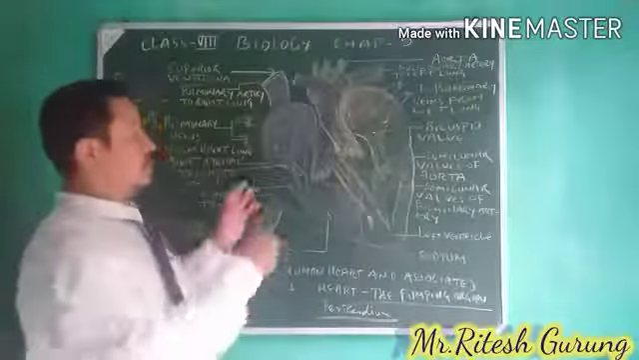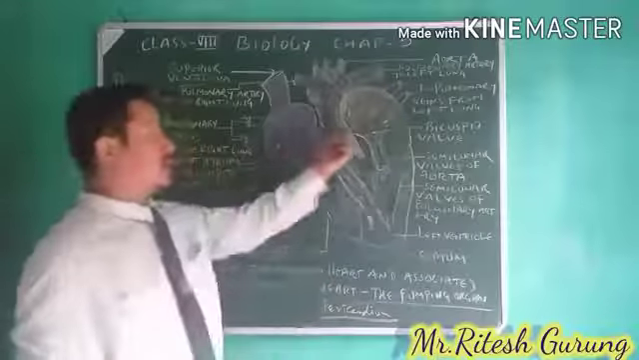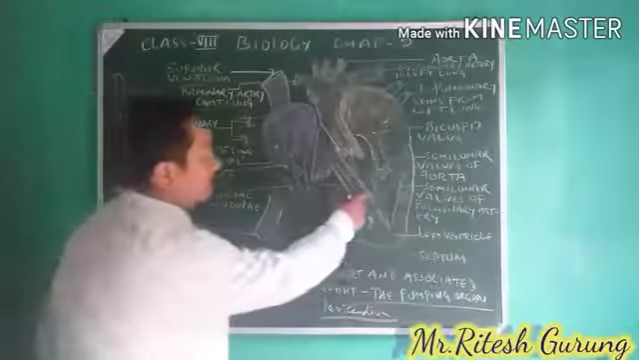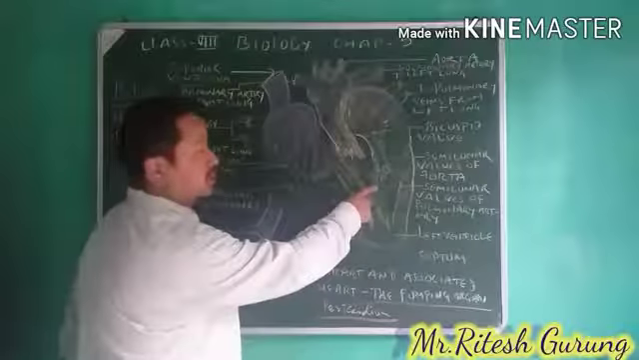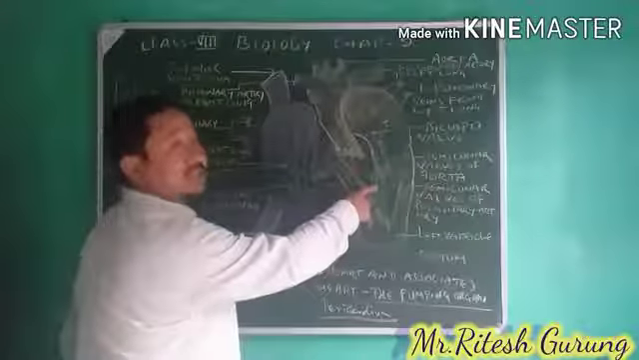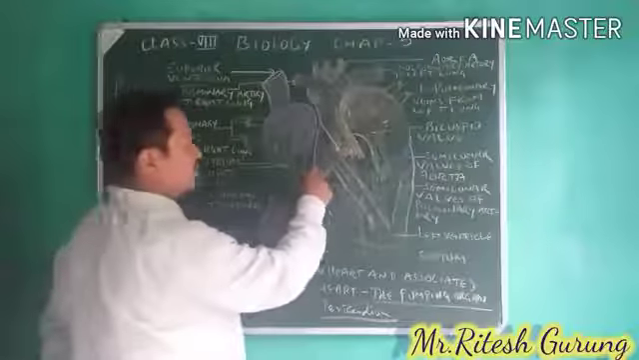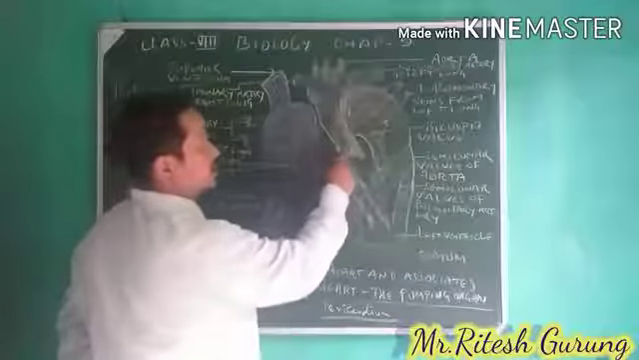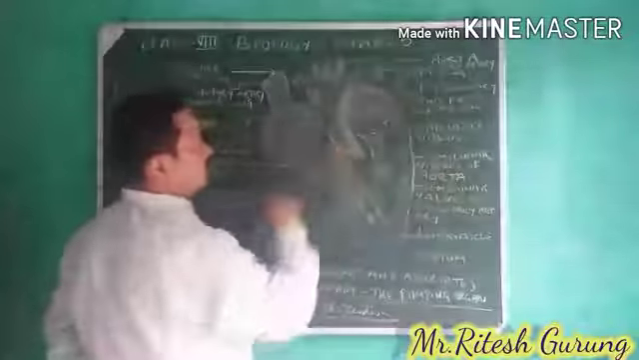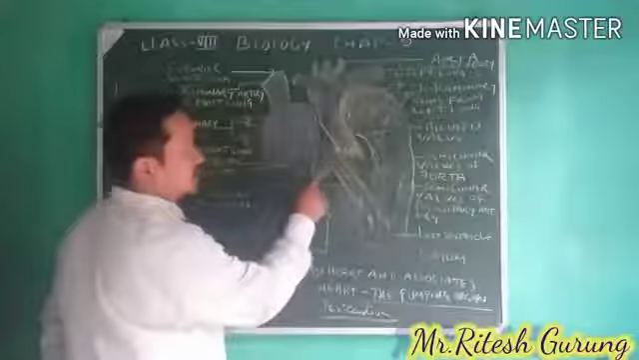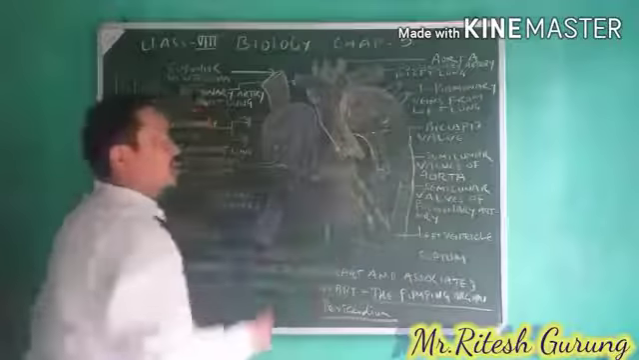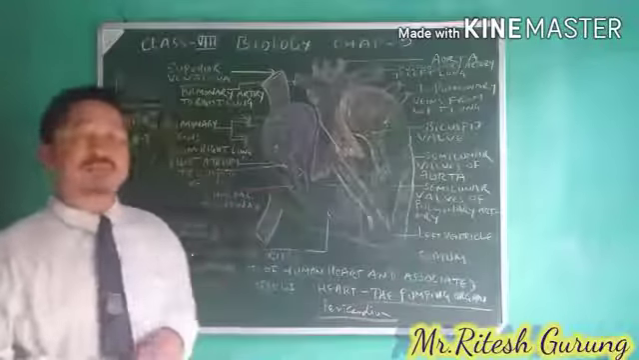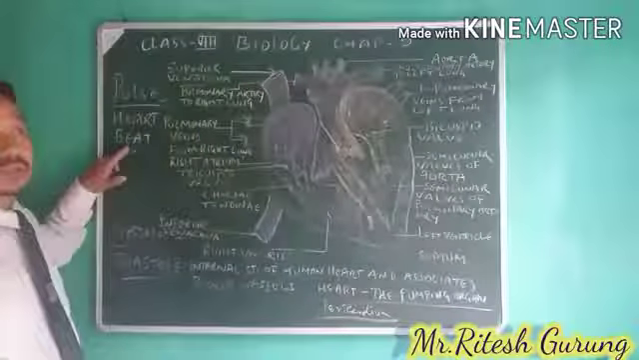Then soon after that, the closing of these valves is immediately followed by the contraction of the ventricles. Soon after the contraction of the ventricles, the semilunar valves of the aorta and the semilunar valves of the pulmonary artery also remain closed. So that time a kind of sound is produced, which is called heartbeat. Which is called what? Heartbeat.